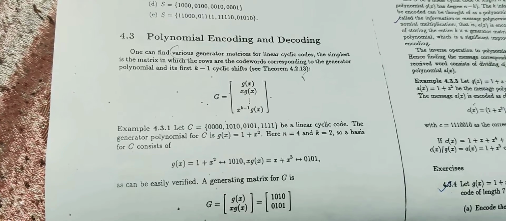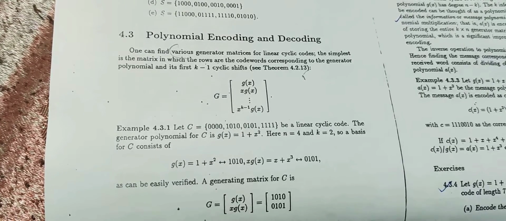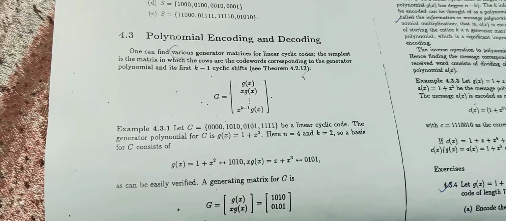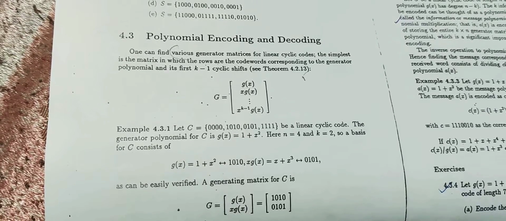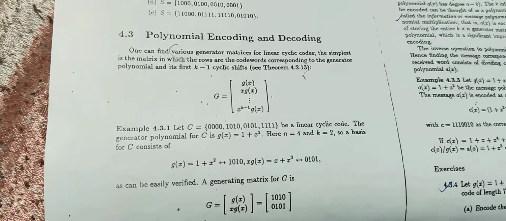Similarly, the generating matrix is the matrix with rows g of x, x into g of x, etc., x raised to k minus 1 g of x. So this is the generating matrix.